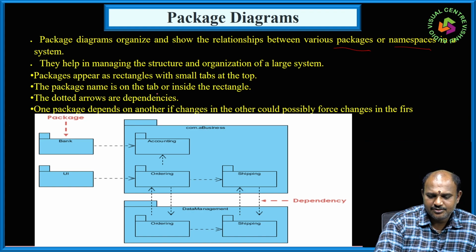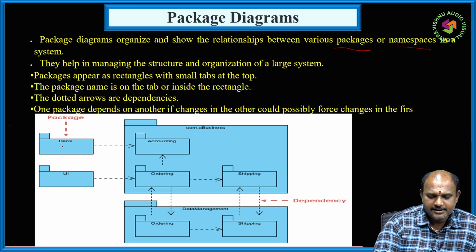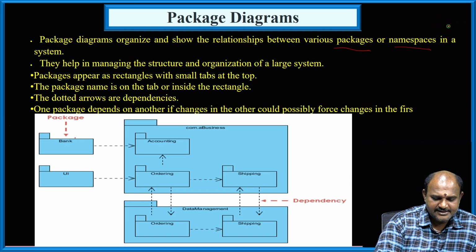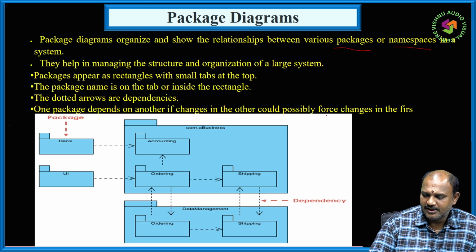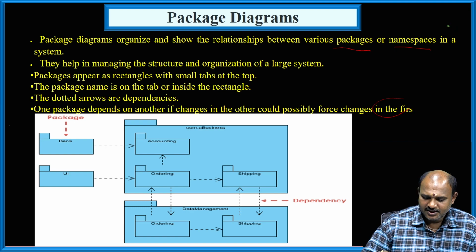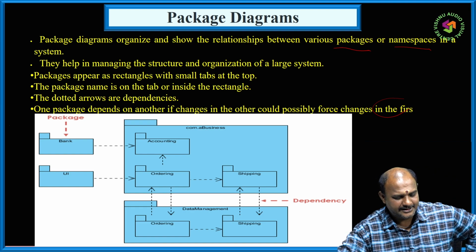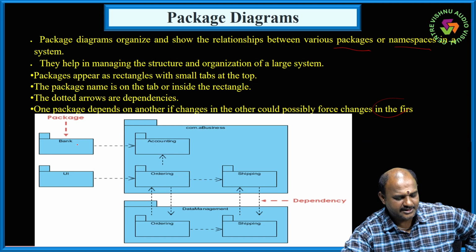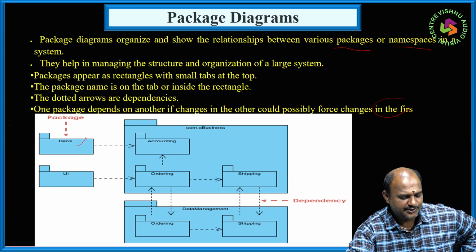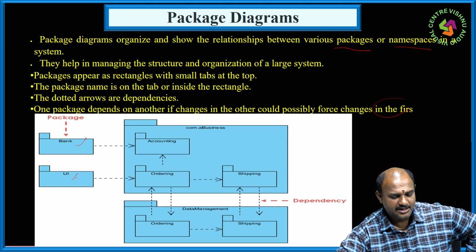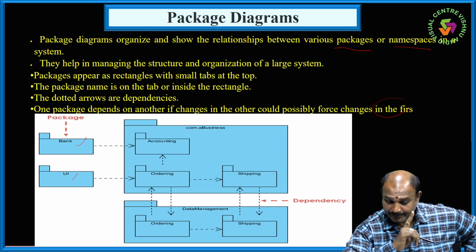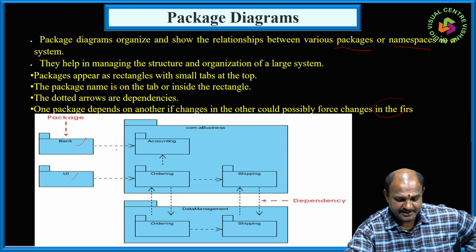The package name is inside the rectangle, and a package is a rectangle with a small tab at the top, and a dotted arrow shows dependencies. A dotted arrow is a dependency, where one package depends on another. So here is a simple example. Two packages are there: bank is one package and the UI interface is another package. Now we use a dependency, with this arrow indicating that.